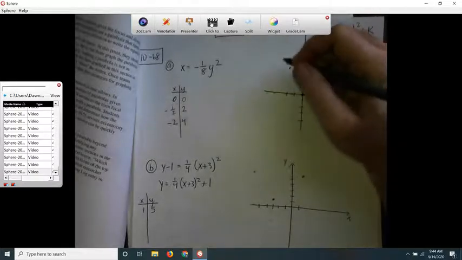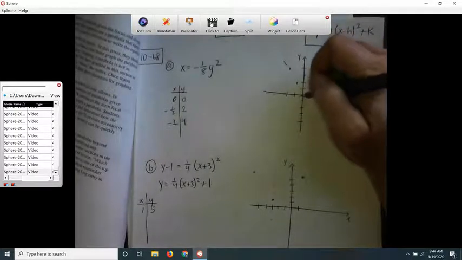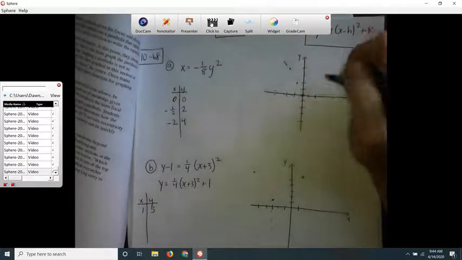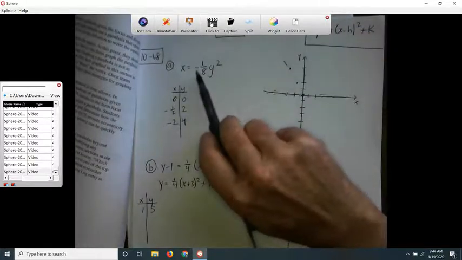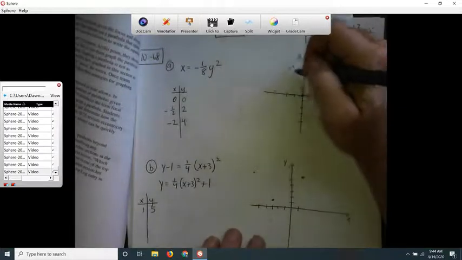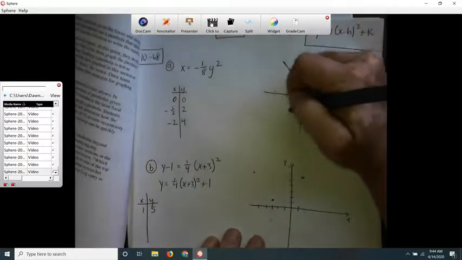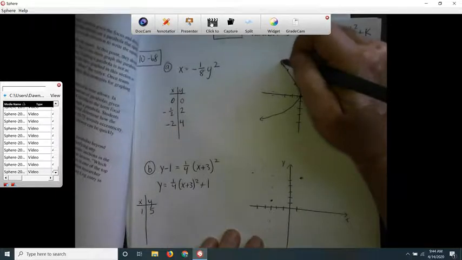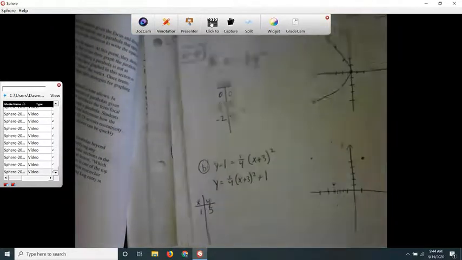In the interest of time, I'm going to just tell you that it's a sideways opening parabola. It's going to open left because of that negative sign there. So I'm just going to go ahead and sketch it out. Okay, and then I don't think I did all of them because it takes a lot of our time.